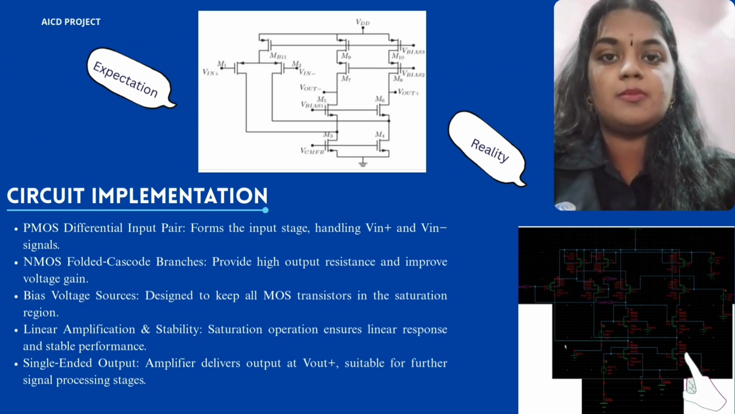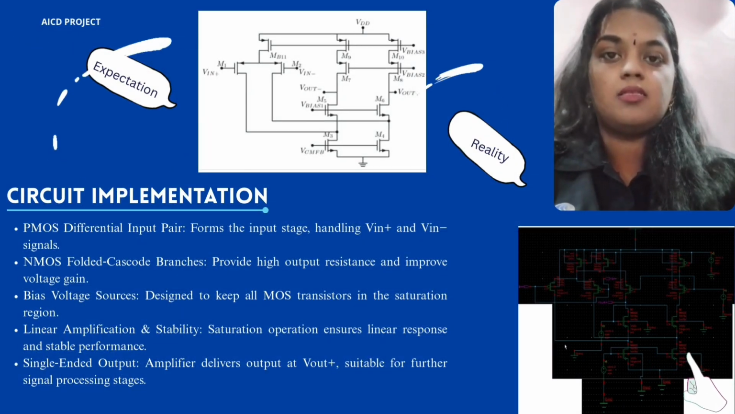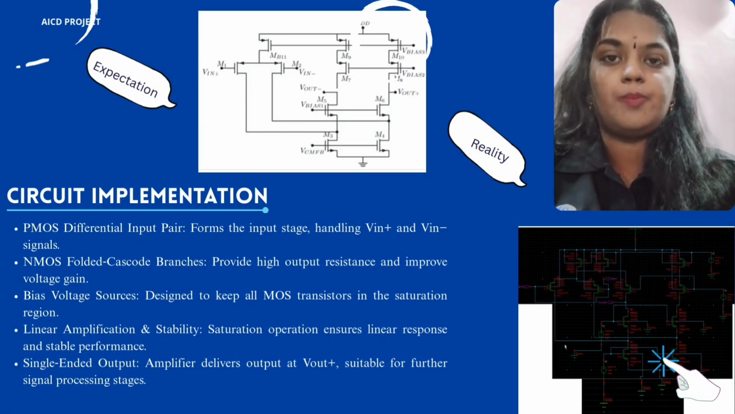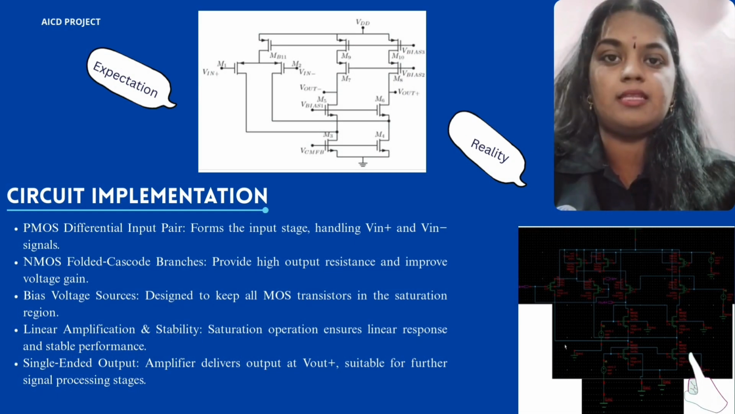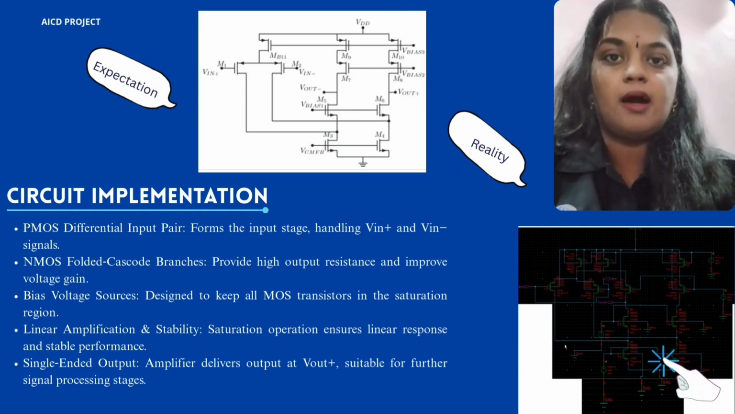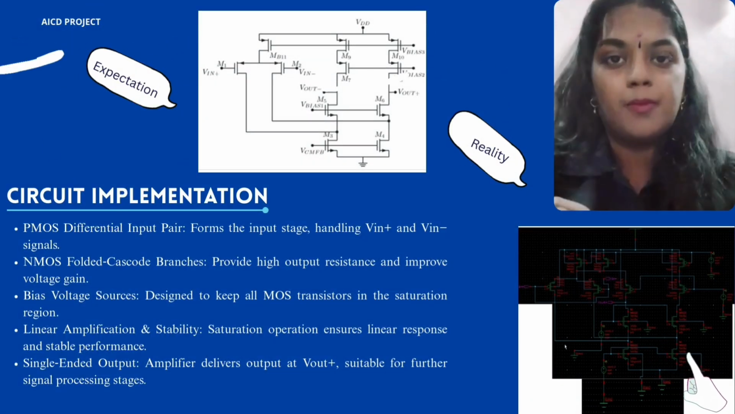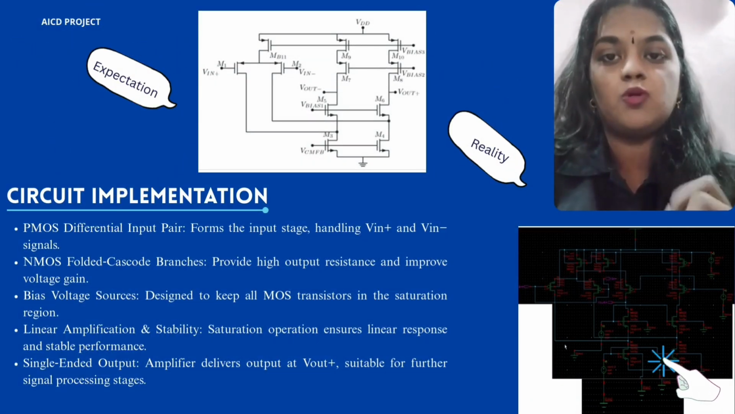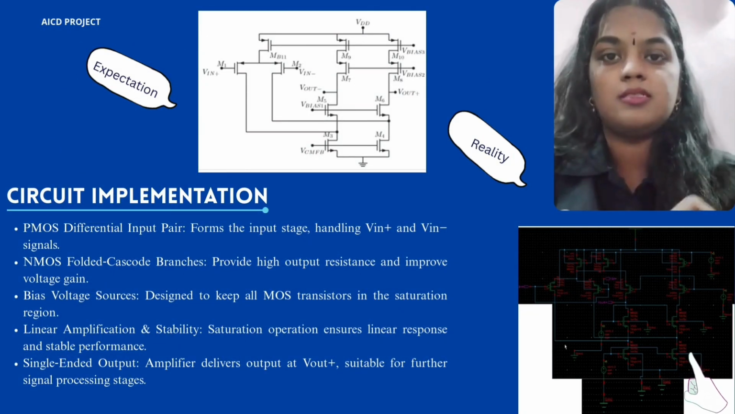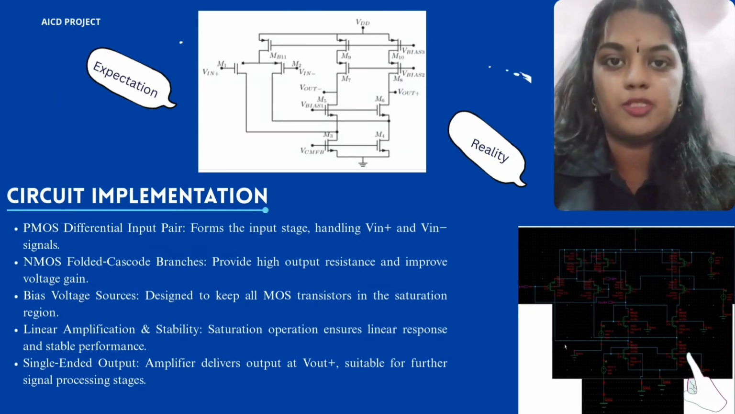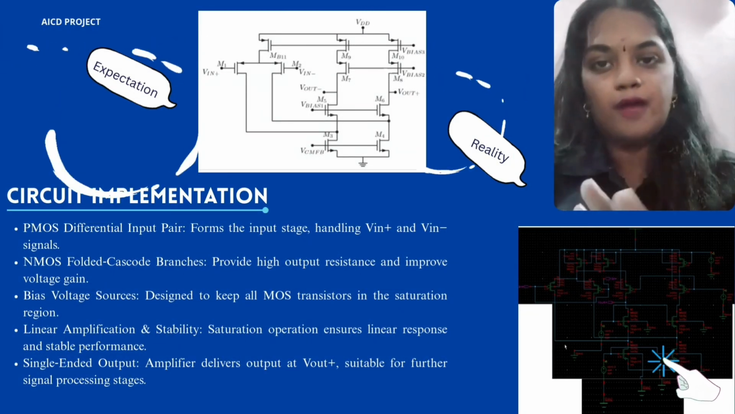Hello everyone, today I will explain our CMOS amplifier design. It starts with a PMOS differential input pair that takes Vin positive and Vin negative. This is combined with NMOS folded cascade branches, which raise the output resistance and give us higher voltage gain. To keep the circuit stable, we use bias voltage sources at 2.5 volts, ensuring all the transistors stay in the saturation region for linear operation, with the VDD as 5 volts.